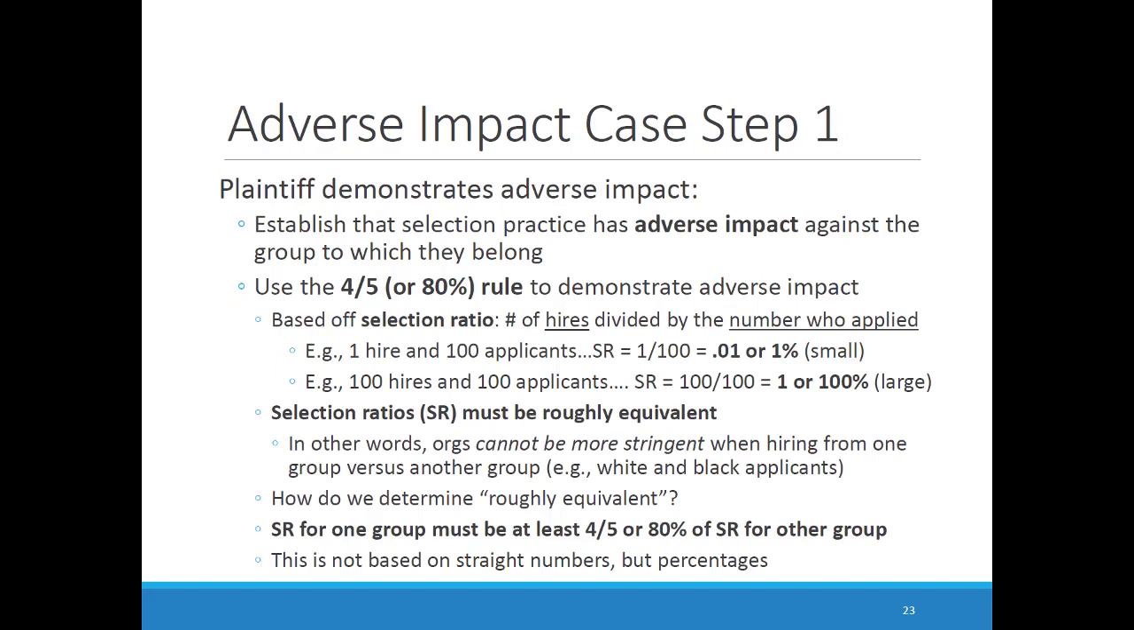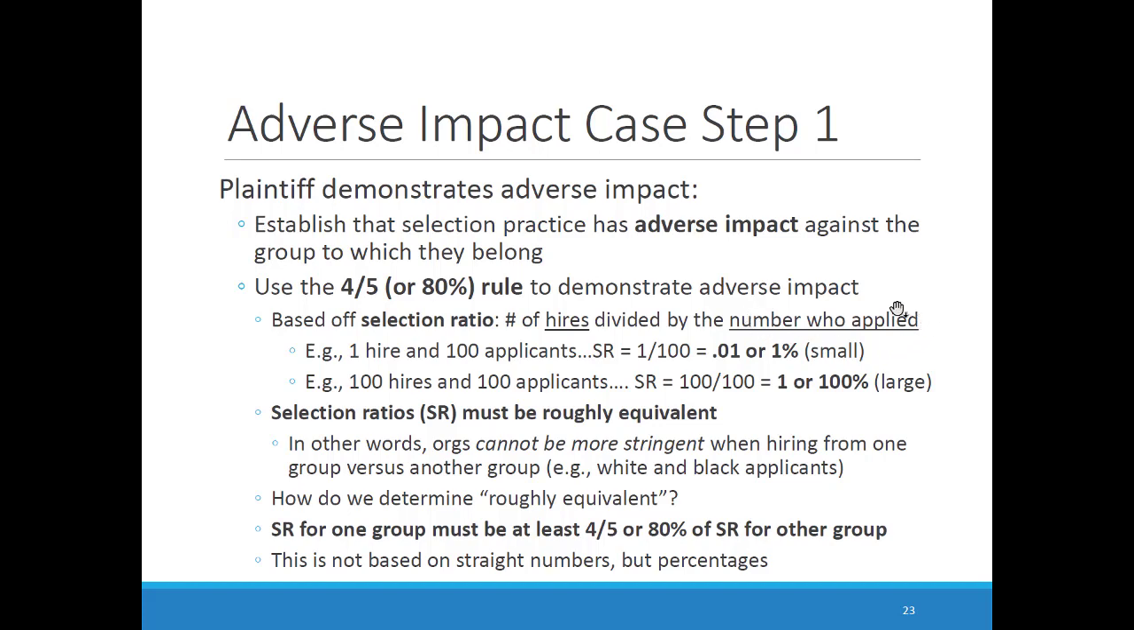Okay, so what does the plaintiff or the person bringing the case need to do to demonstrate adverse impact? They use what we call the 4/5 rule or the 80% rule that I mentioned earlier. Let's talk a little bit more about what that actually means. This is based on the selection ratio. Again, the selection ratio is the number of people who are hired for a position divided by the number of people who applied for the position.